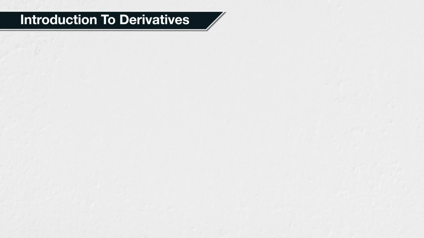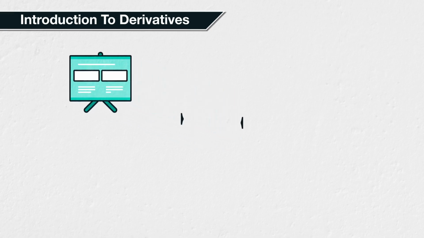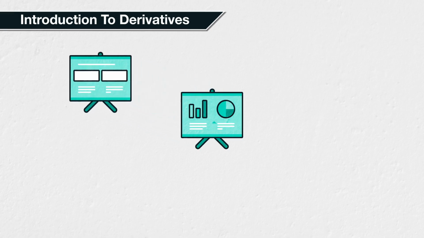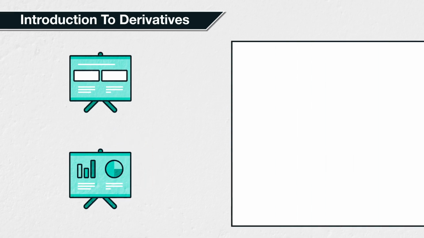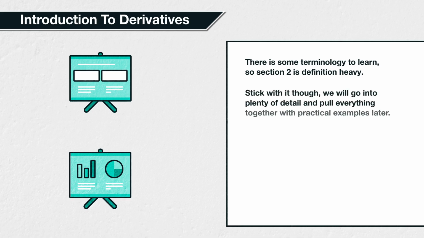Firstly, it's important to lay down a base level of knowledge. This is to make sure you understand what is being talked about later in the course when we start moving into the more intermediate and advanced topics. There is a fair amount of terminology to learn with options, so this section will be a little definition heavy. Stick with it though, and don't worry if you can't quite visualize how everything connects together yet, because we will be going into much more detail and coming back to these definitions in later sections.